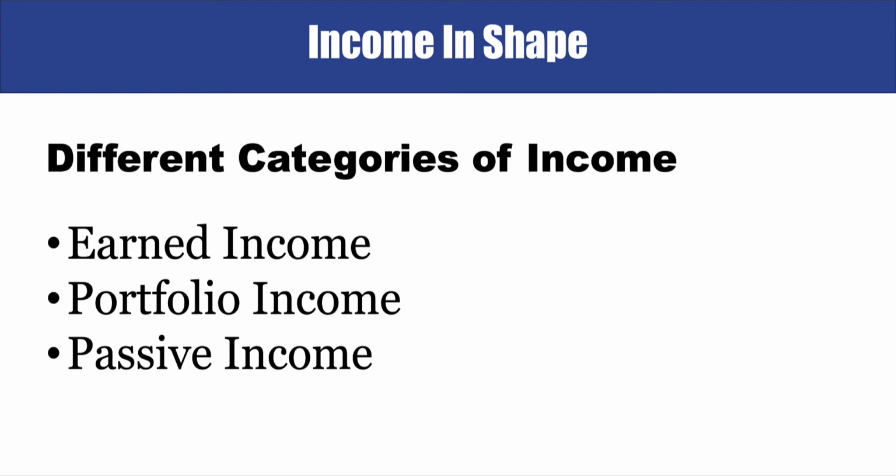So what are the different categories of income? You have earned income, portfolio income, and passive income. These are the 3 commonly recognized types of income. Let's discuss each one.